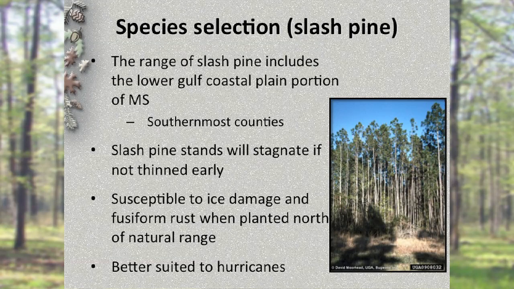Slash pine is another one, but slash pine grows only in the lower Gulf Coastal Plain portion of Mississippi, those southernmost counties. Slash pine tends to stagnate, if not thin early. It is really susceptible to ice damage, and subsequently that's why it's not found in the northern areas, as well as susceptible to fusiform rust when planted north of its particular range. However, it is better suited to hurricanes than loblolly pine.